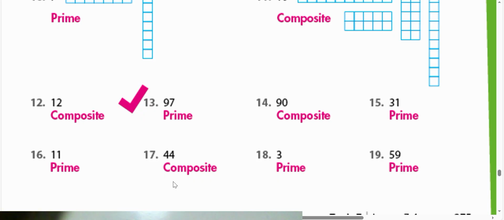44 is composite. 44 can be divided by itself, 1, 2, 4, and 11. 3 is a prime number. 59 we call a prime number; it can be divided by itself and 1 only.